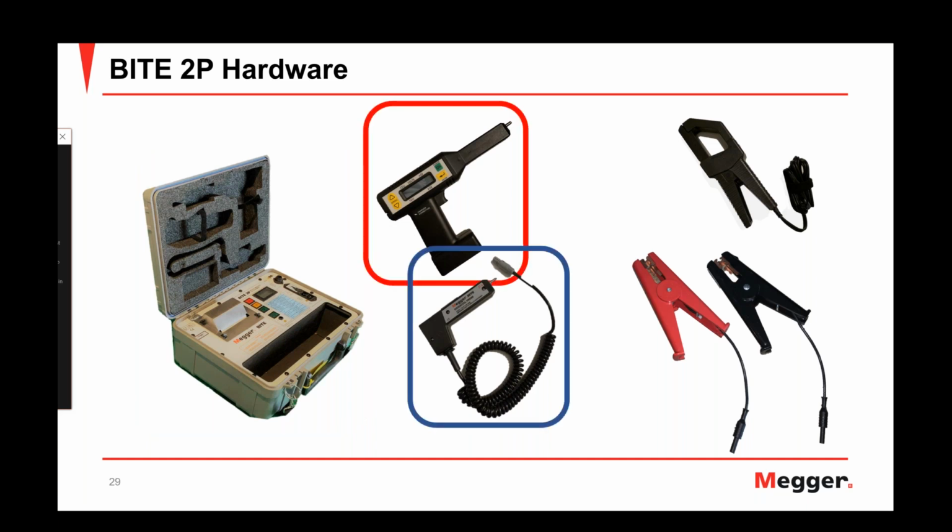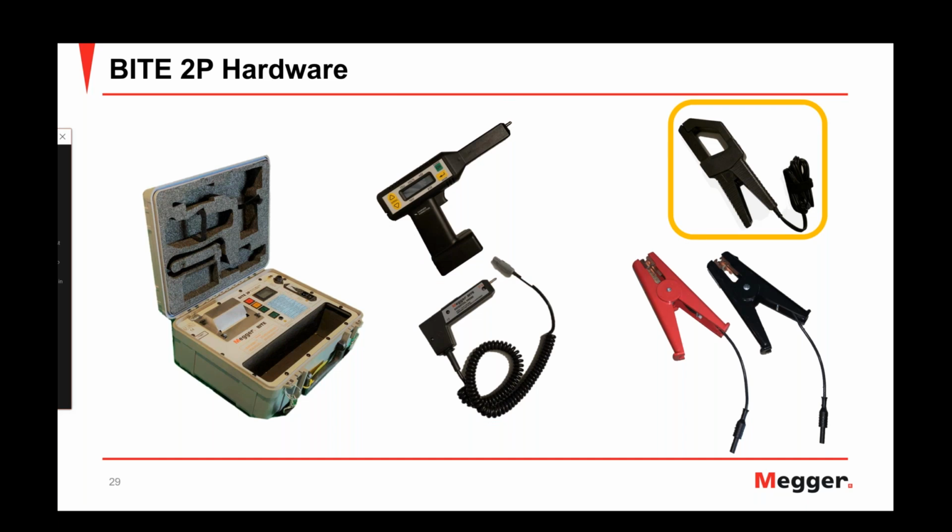Next, we have the receiver and potential probes. The receiver unit is used to configure the test, and it will store our test measurements whenever we're performing the test functions, and the probes work as a set to take the measurements across the string.